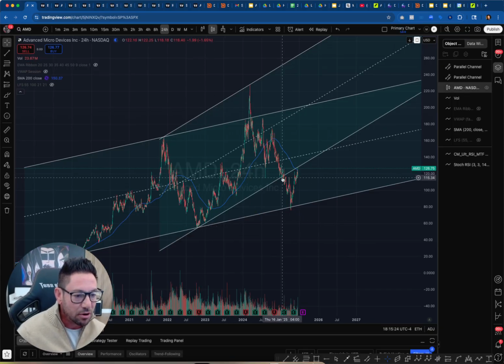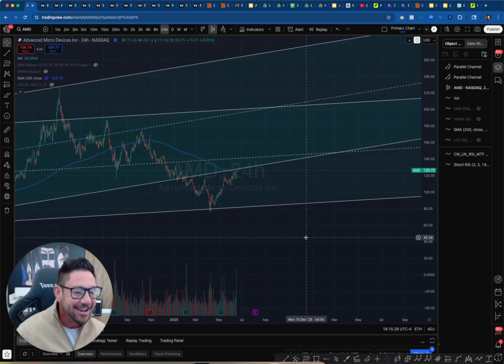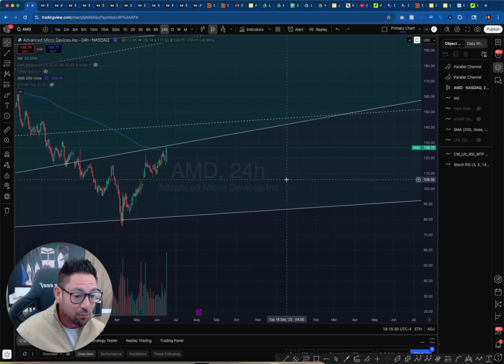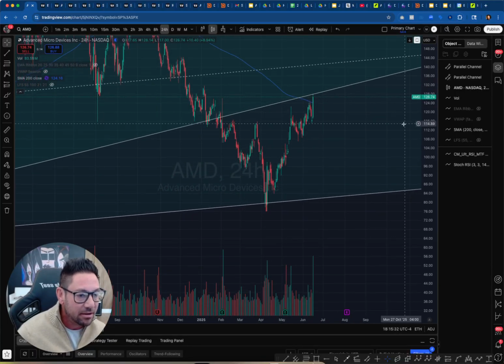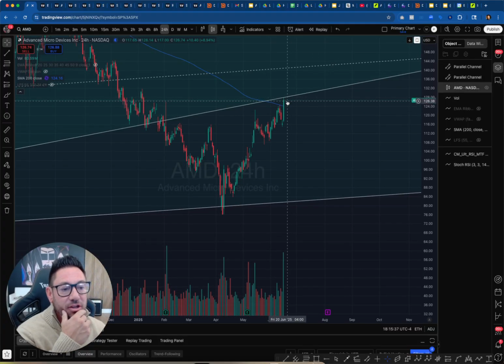And you can see it broke down through it, went and touched that. But you can see today we actually hit it to a T. So I really, really do like this second parallel. You can see we hit it to a tick right there. However, we did close above the 200 SMA, and then again below that.